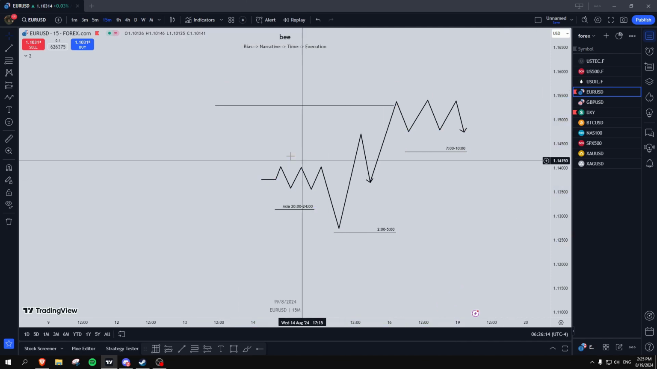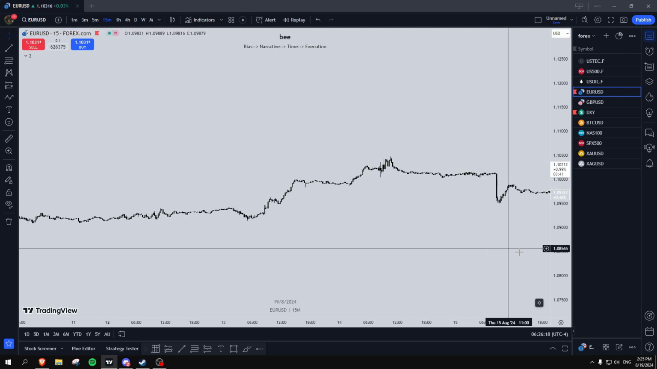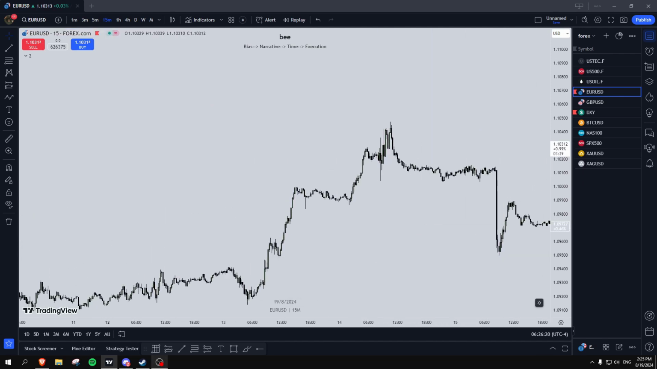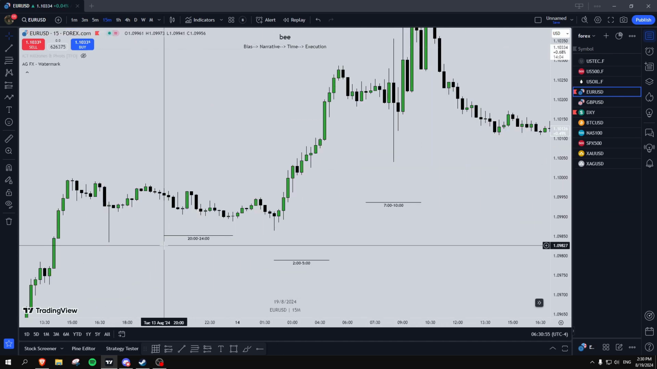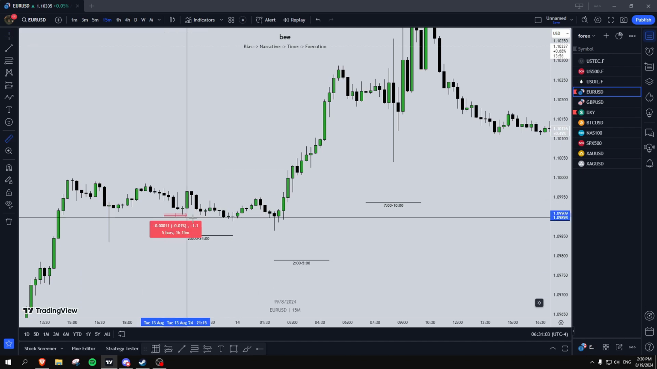So I'm going to delete this one as well, and I'm going to show you examples on the chart. So let's look at the example on the chart. As you can see, from 8 p.m. to 12 p.m., the Asia session accumulates.